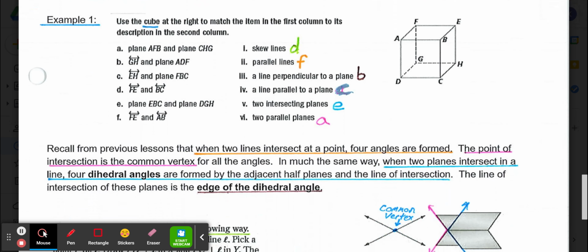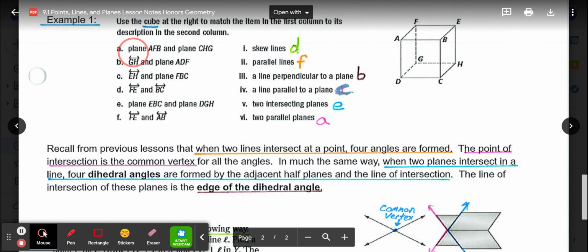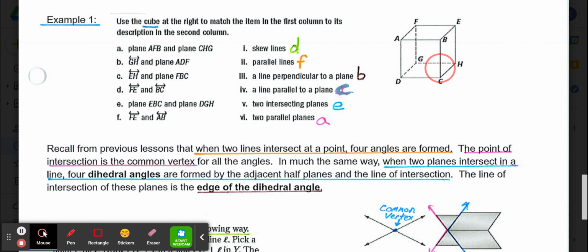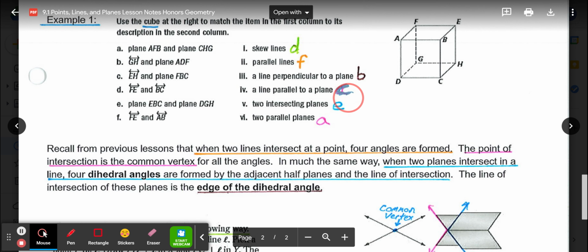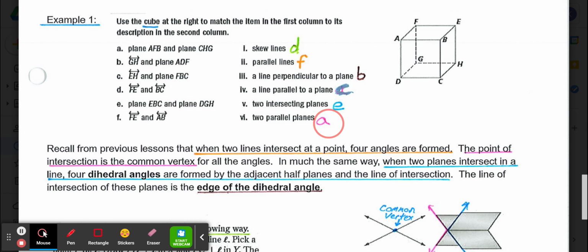Now let's start to make sense of this with an example. So example 1 says, use the cube at the right to match the item in the first column to its description in the second column. So first off, A says plane AFB and plane CHG. So AFB is the top plane here. We only need to name it with 3 points, but if we wanted to, it'd be AFEB. And then plane CHG, CHG is the bottom here. So the top and bottom would be parallel planes. So that would be option 6 here, letter A. They are 2 parallel planes.